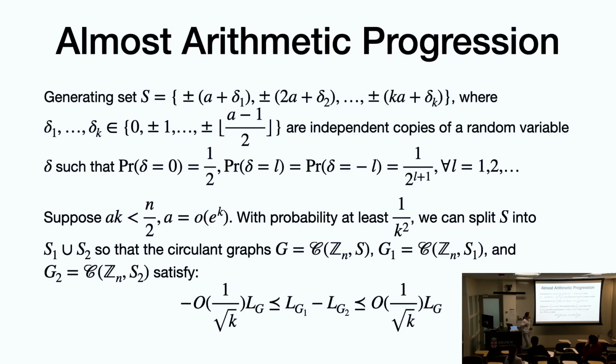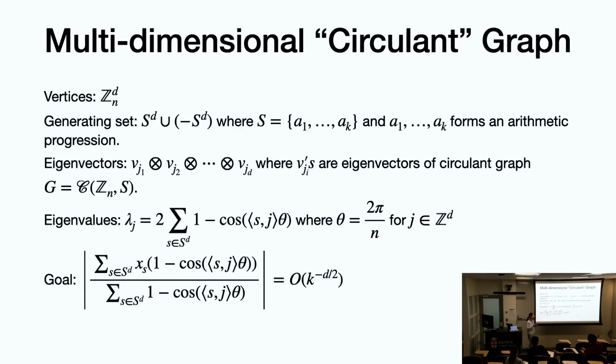We also have some results on algorithms for generalizations of arithmetic progression generators. If we allow some small perturbations for each generator, then we can get the same bound. And also, if we look at higher dimensional circulant graphs, which are Cartesian products of circulant graphs with arithmetic progression generators, we can also get similar bounds.